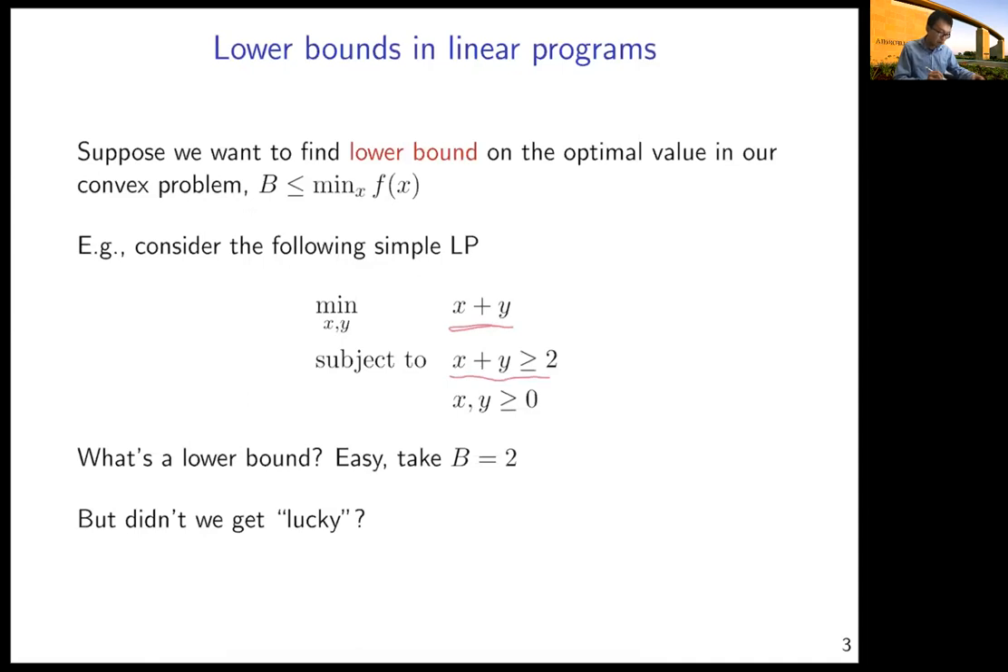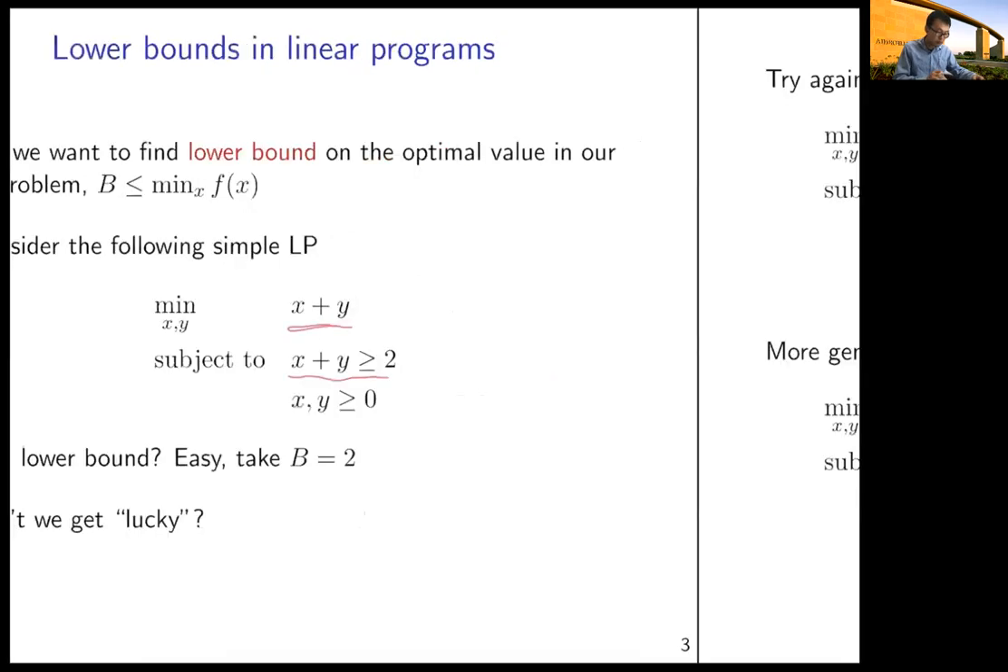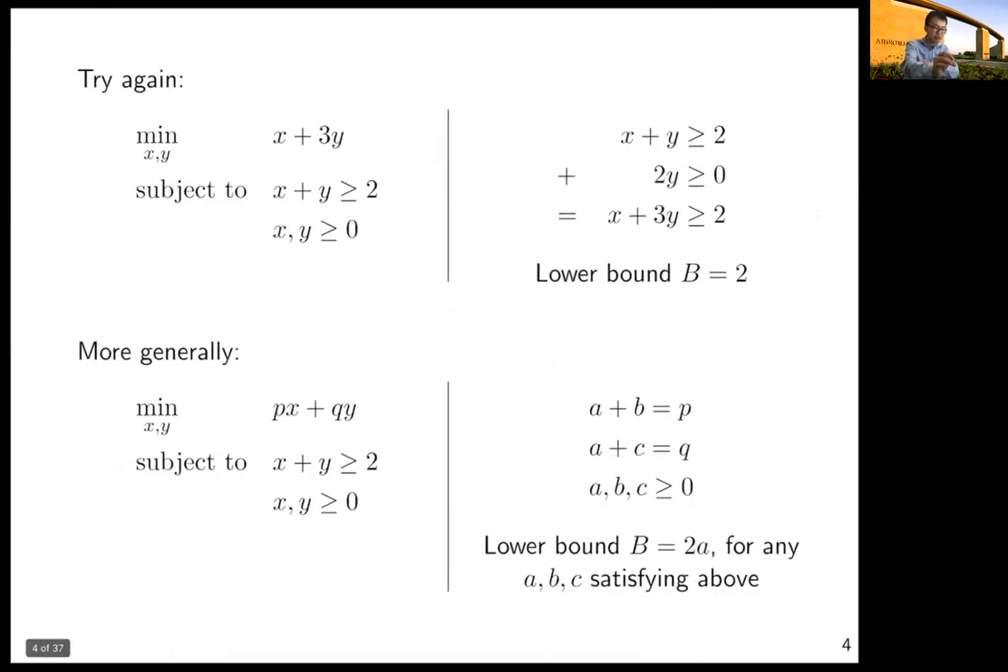But did we just get lucky? How about other, more generic types of linear programs? Can we still do the same thing? Can we find the optimal solution by constructing a lower bound? Okay, let's consider another example. Let's take a look at the example here.